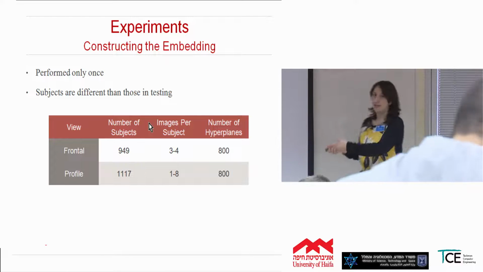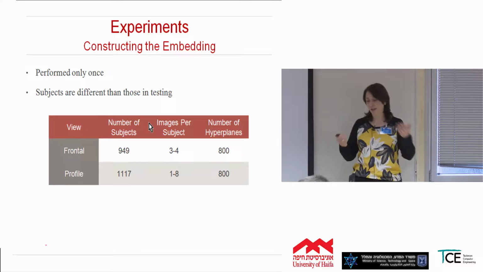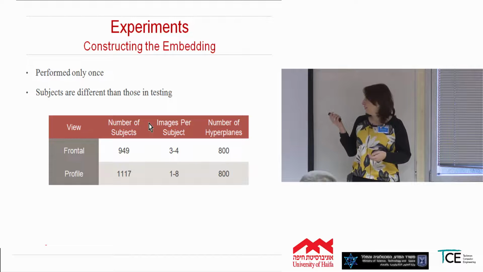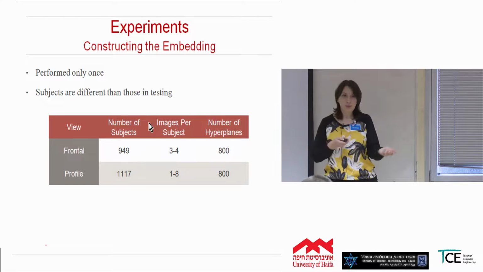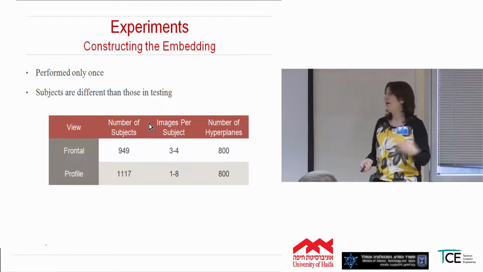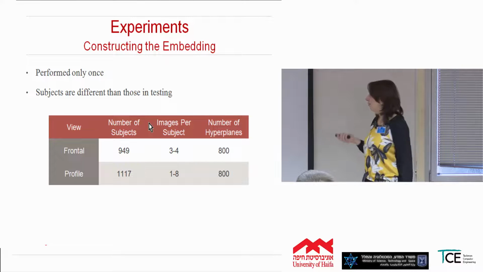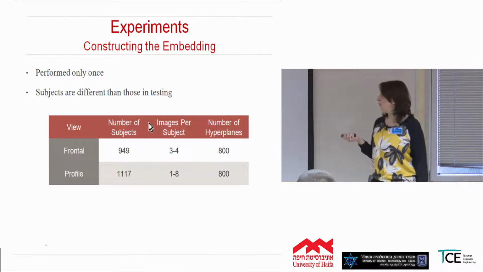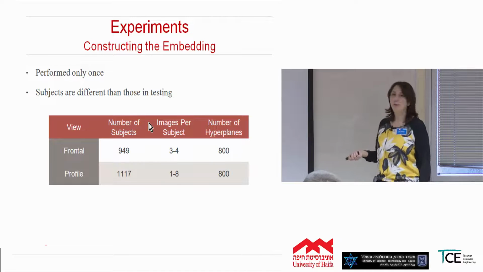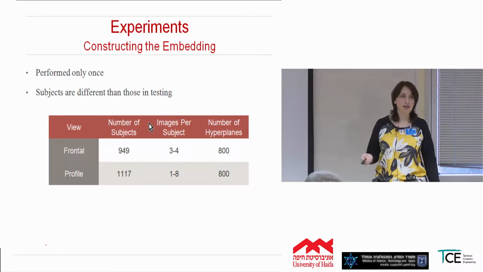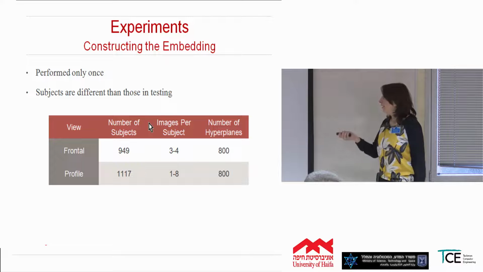We need to learn this W. So we found a number of data sets with images of people in frontal and profile. We extracted about 1,000 people for each one of the views. We took a number of images, as much as we could get from there.